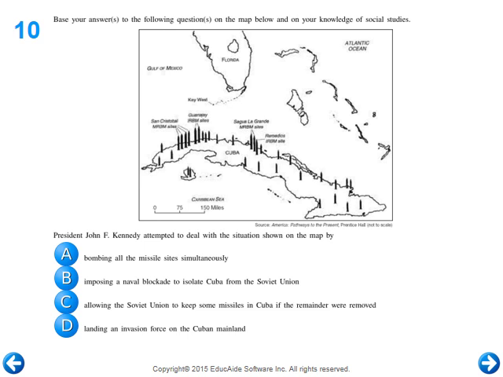Number 10. President John F. Kennedy attempted to deal with the situation shown on the map above by what? All right, now what is shown on the map? If you look, these are missile sites, and they're on the island of Cuba. So what did Kennedy do? We didn't bomb the.